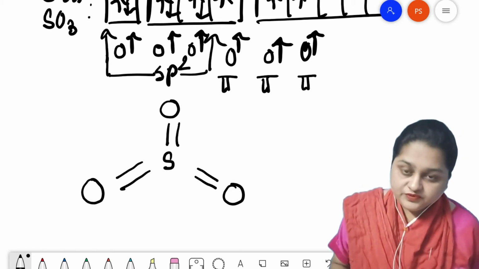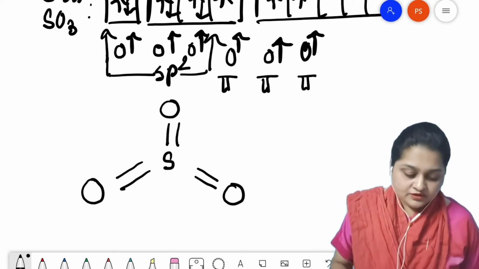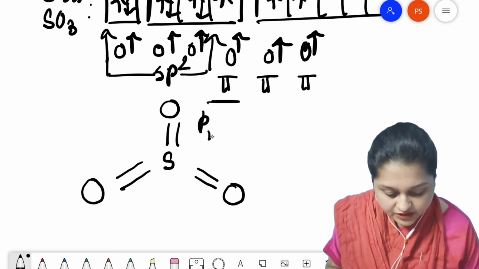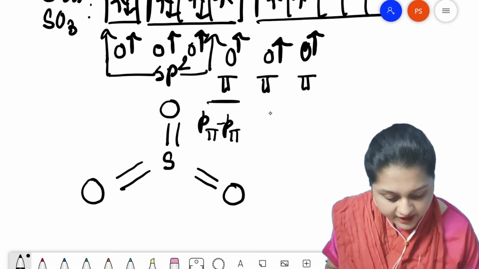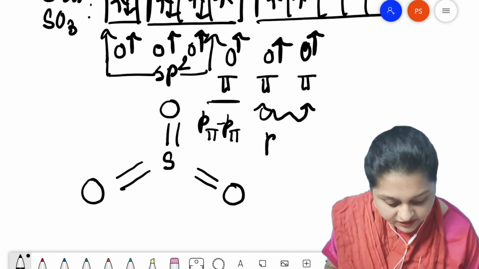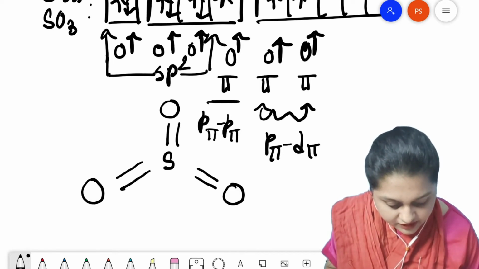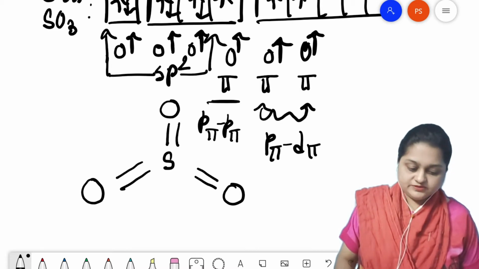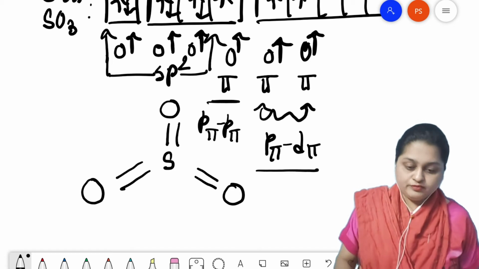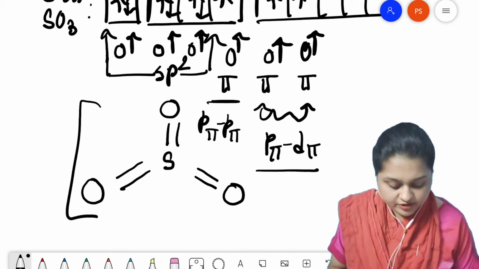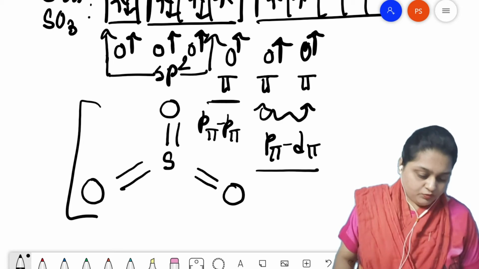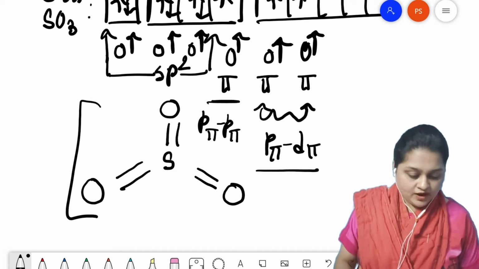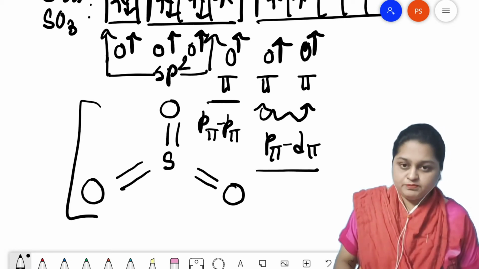Three double bonds in a trigonal planar structure. Now, it is a peculiar type of 3 double bond because one is a p pi p pi, and the remaining 2 are p pi d pi double bonds. The p orbital of oxygen mixes with the d orbital of sulfur, creating this p pi d pi bond. So, out of these 3 double bonds, two double bonds have been created through the overlapping of p pi d pi, and one double bond has been created by the overlapping of p pi orbitals.